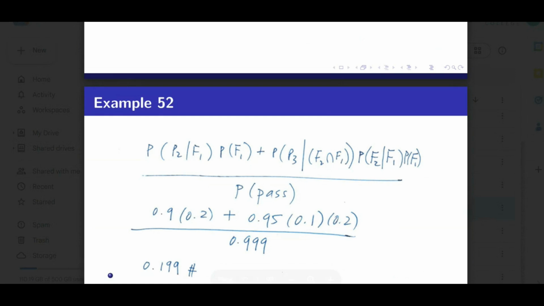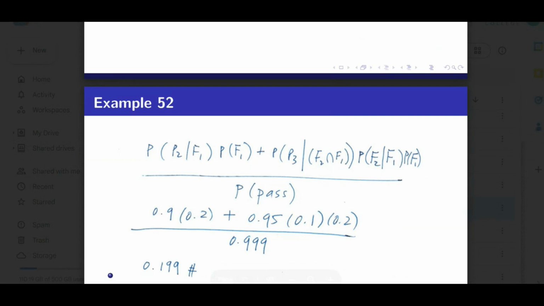So I hope it's clear to you why this is close to 0.2. Because almost everyone passes. But they're not the same thing, right? They are not the same probability, actually, right? Okay, so we have this example.